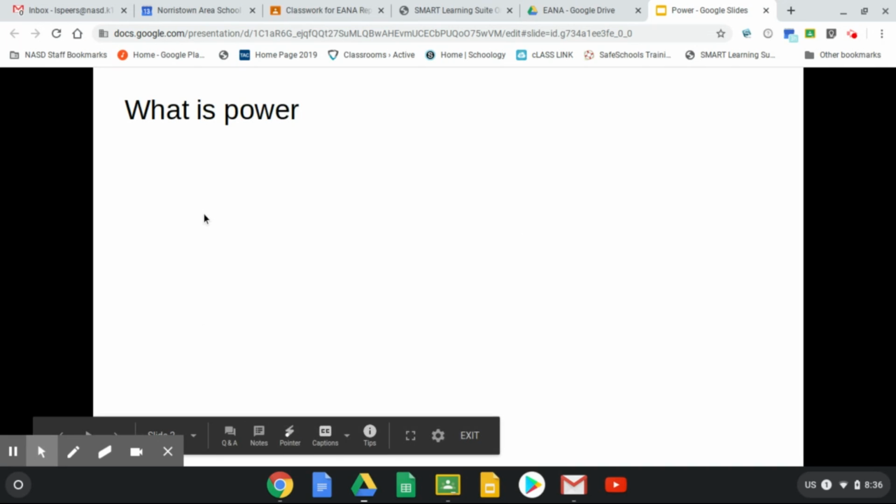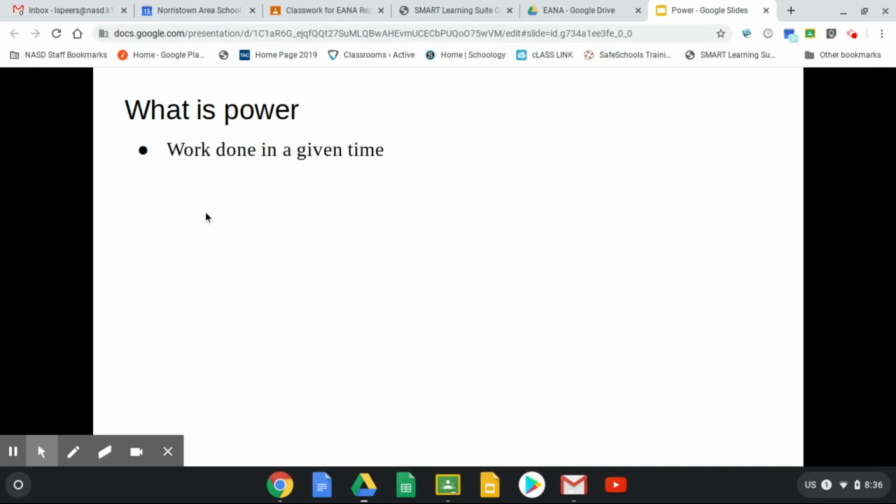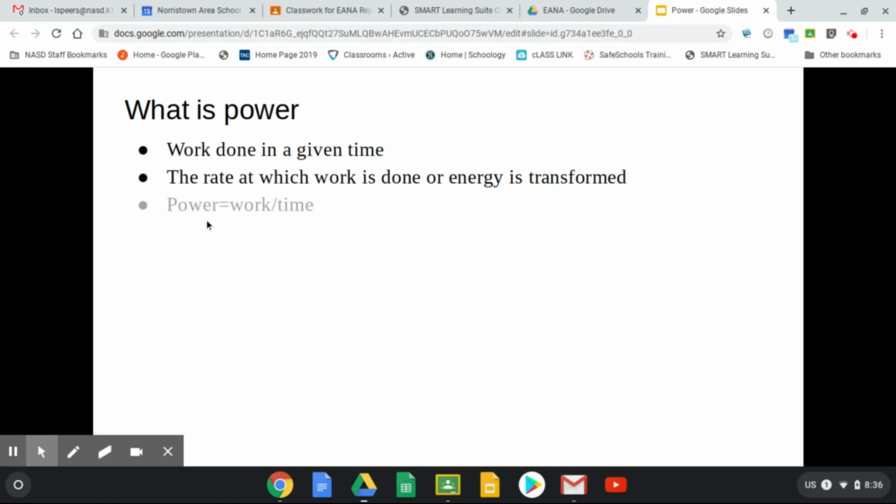let's talk about what is power. Power in physics is defined as work done in a given time interval, or the rate at which work is done, or energy is transformed. That's energy transforming from potential energy to kinetic energy, or kinetic energy into non-mechanical energy. So a definition of power is equal to work divided by time.